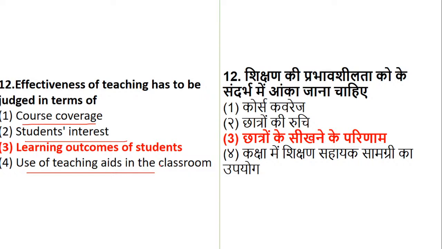Option 4 is not the right option. Option number C, that is option number 3, is the right option. I hope it is clear to everyone. Why? That also I have made very clear. Effective teaching has only to find out what the outcome is, what the result is, what the output is. And that is related to learning output.